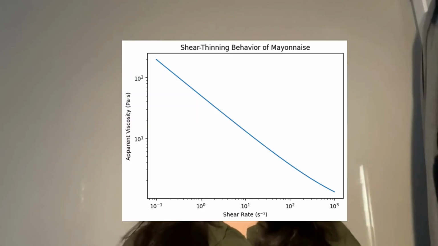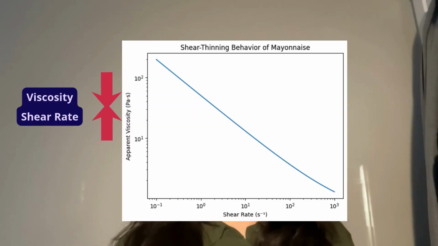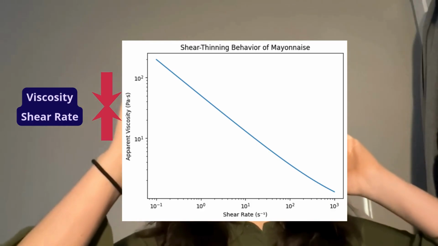If we were to plot viscosity versus shear rates for mayonnaise, we see a clear trend. As shear rate increases, the viscosity will decrease. That curve is a signature for a shear thinning fluid. And it explains why mayonnaise is still when it is at rest, but it suddenly becomes easy to spread once you apply movement to it.